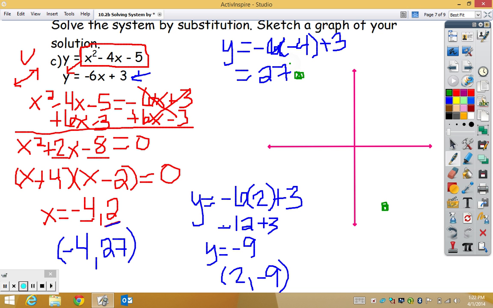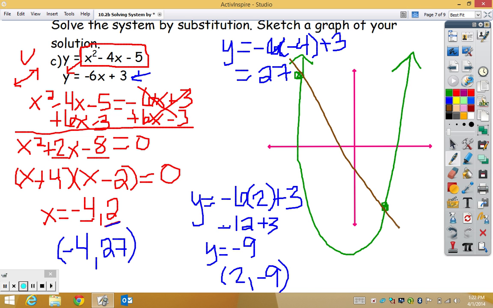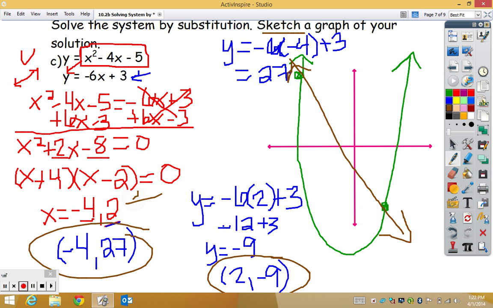So I have a parabola. Okay. And then I also have a line. Again, it's just a sketch. But keep in mind we have 2 solutions because we got 2 answers here.